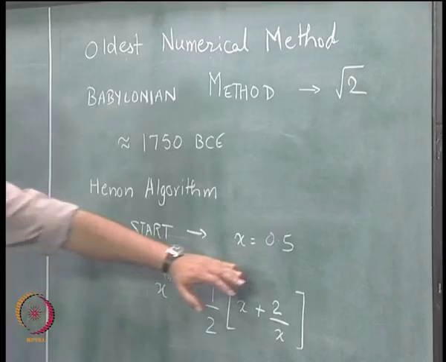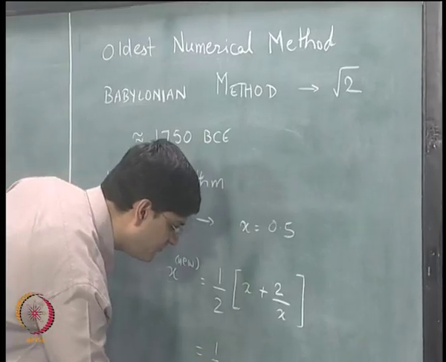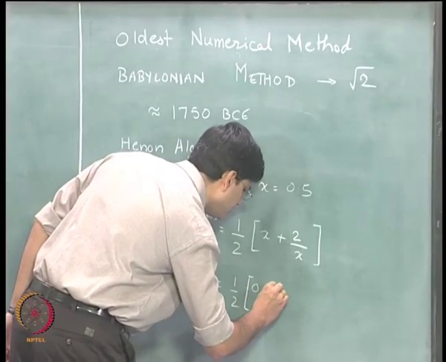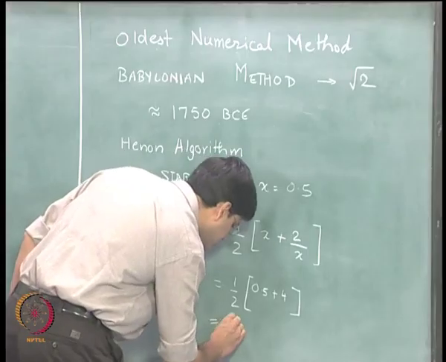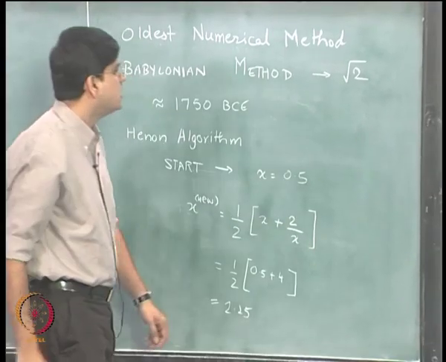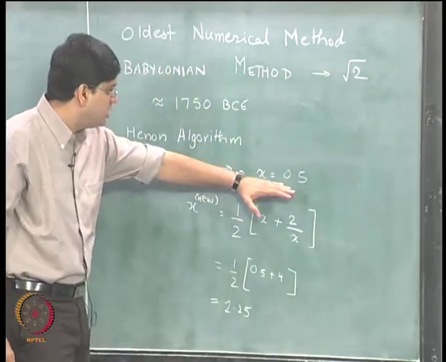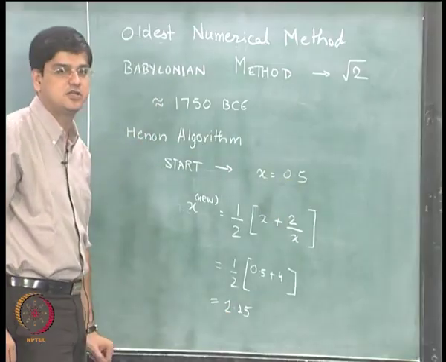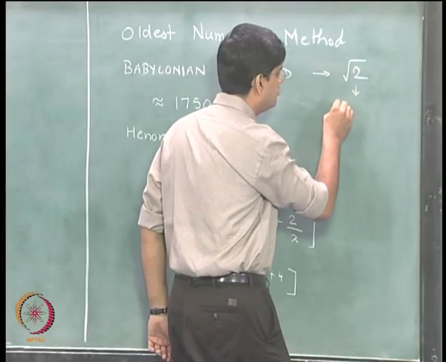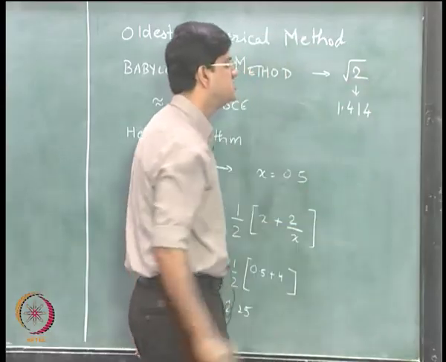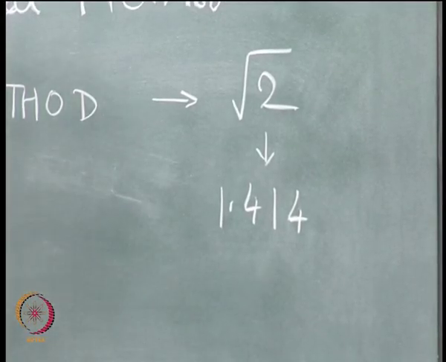So for example, if we start with x equal to 0.5, what we will get is, half of 0.5 plus 4, since 2 divided by 0.5 is 4. So our new guess is going to be 2.25. Now remember, the solution of the square root of 2 is approximately 1.414. If you look at this particular value, or at this particular value, both these values are pretty far away from the actual value. The actual value of the square root of 2 up to 3 digits after the decimal is 1.414, and neither of these values is close enough to the actual value.